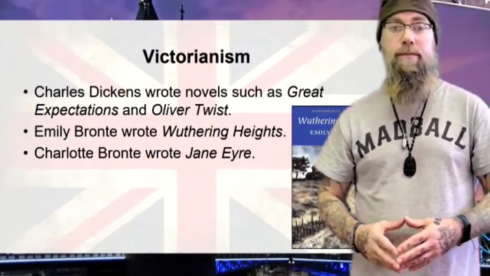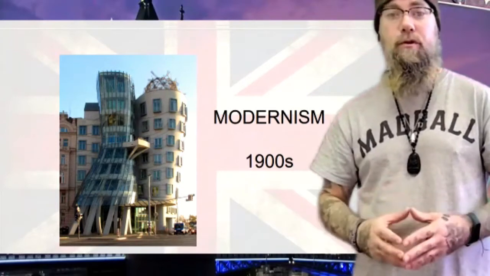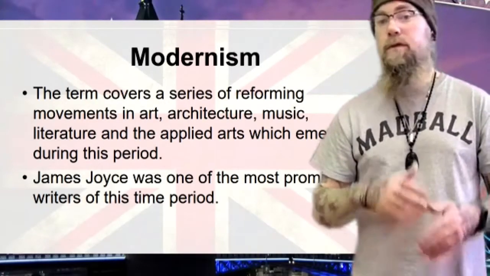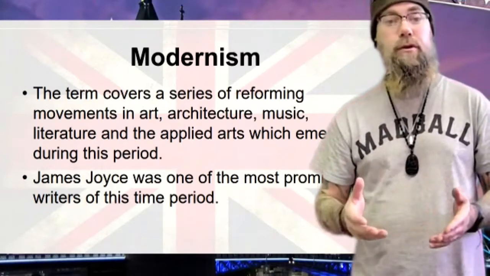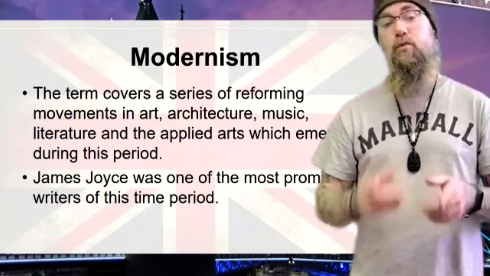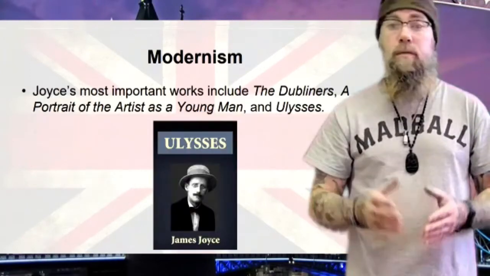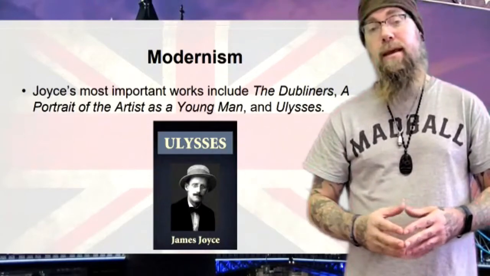writing Jane Eyre. And next we have Modernism, which occurred in the 1900s in the British literature period. The term modernism covers a series of reforming movements in art, architecture, music, literature, and all the applied arts during this time period. James Joyce is one of the most prominent writers of this time period. Some of the works he wrote include Dubliners, A Portrait of the Artist as a Young Man, and Ulysses.